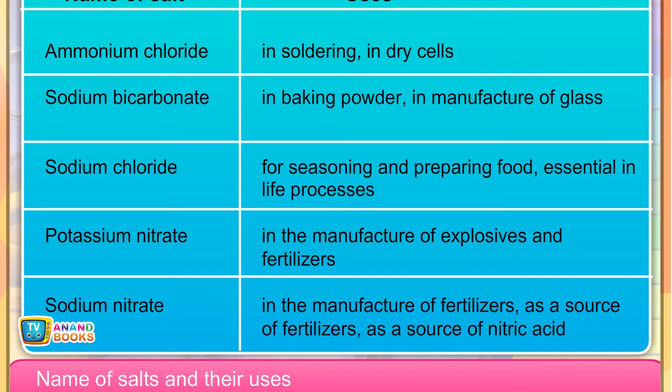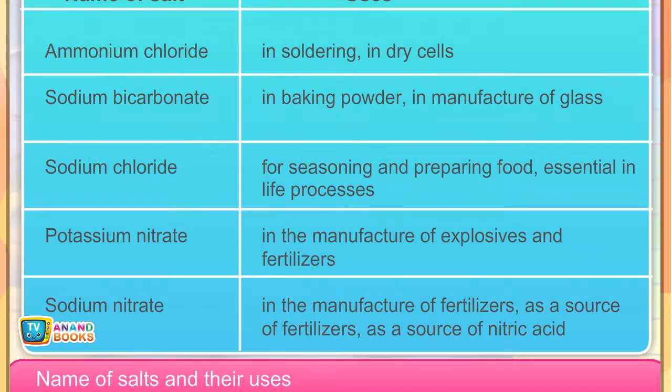Table: name of salt and their uses. Ammonium chloride: in soldering and in dry cells. Sodium bicarbonate: in baking powder and in manufacture of glass. Sodium chloride: for seasoning and preparing food, essential in life processes. Potassium nitrate: in the manufacture of explosives and fertilizers. Sodium nitrate: in the manufacture of fertilizers and as a source of nitric acid.